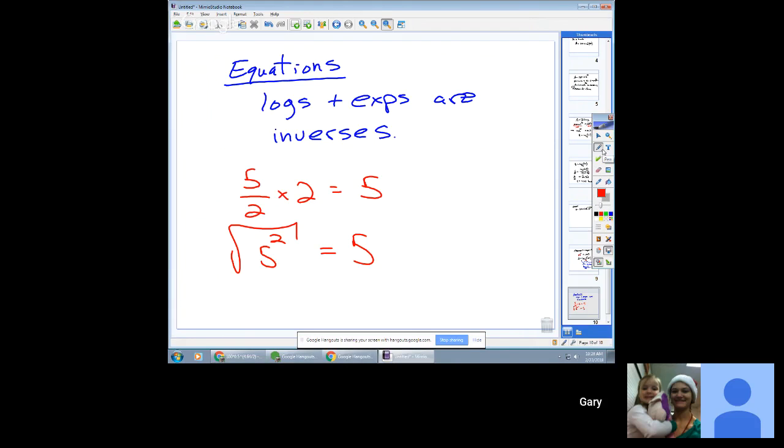In the same way, logs and exponents are inverses. So if I write something down like the log base 10 of 10 to the 5th power, guess what that's going to be equal to?